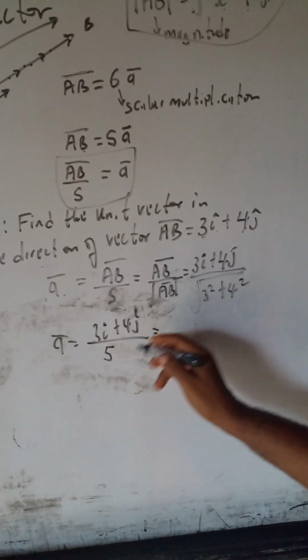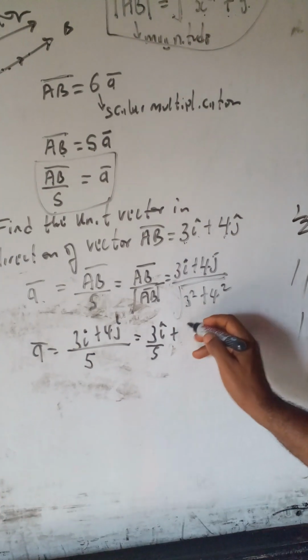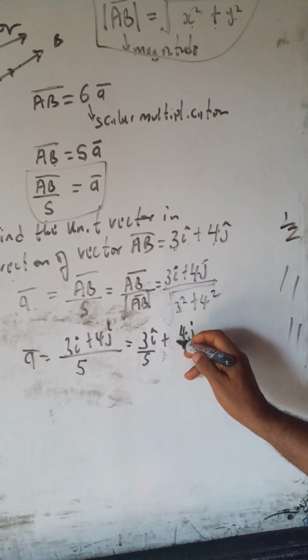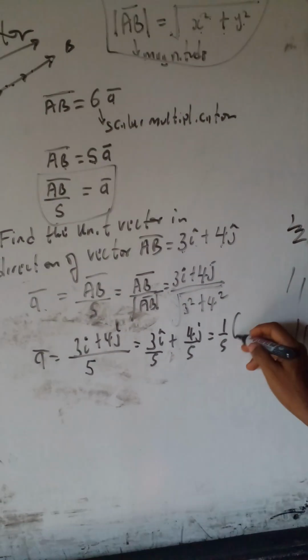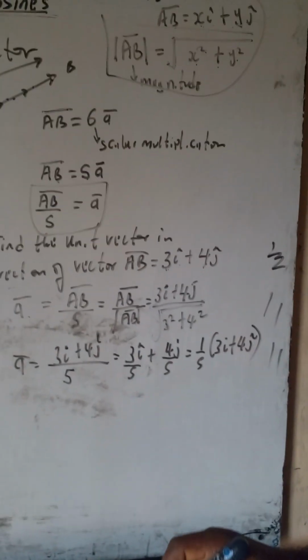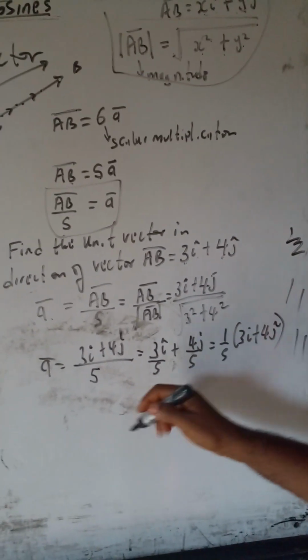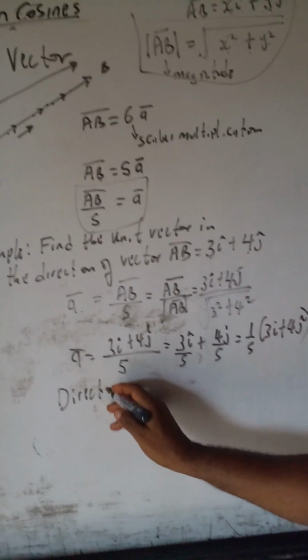So the unit vector a now is going to be 3i divided by 5 plus 4j divided by 5, which can also be written as 1 over 5, because this 5 is common, times the bracket 3i plus 4j. Now, the first thing I want us to realize is that the direction cosine can be directly obtained.